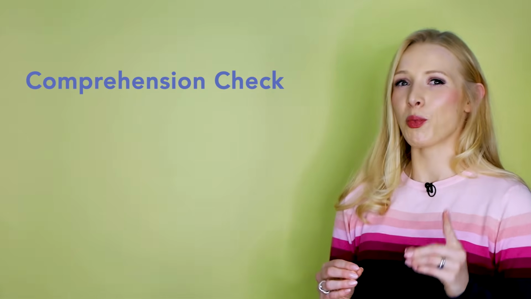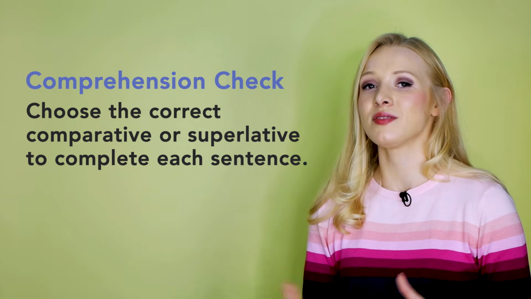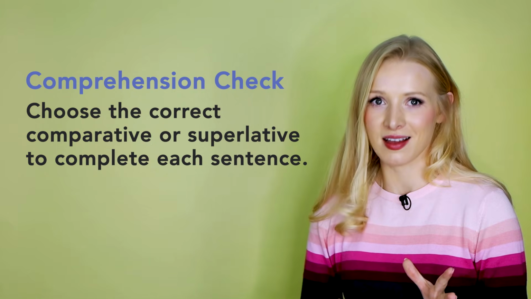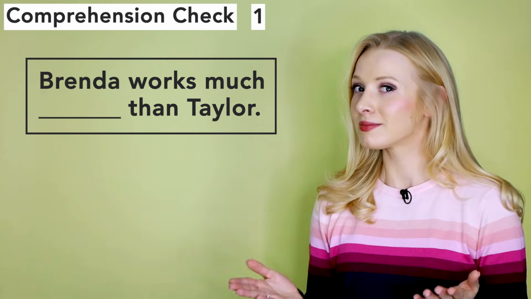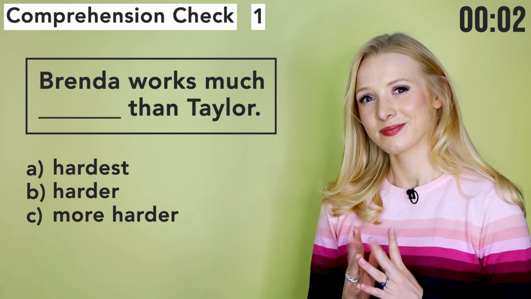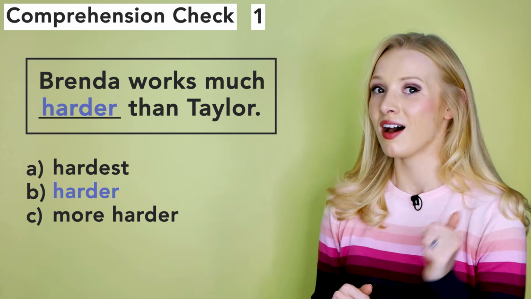Let's do a quick comprehension check. Choose the correct comparative or superlative to complete each sentence. I'll give you 5 seconds to answer. Number 1. Brenda works much than Taylor. Harder. Brenda works much harder than Taylor.